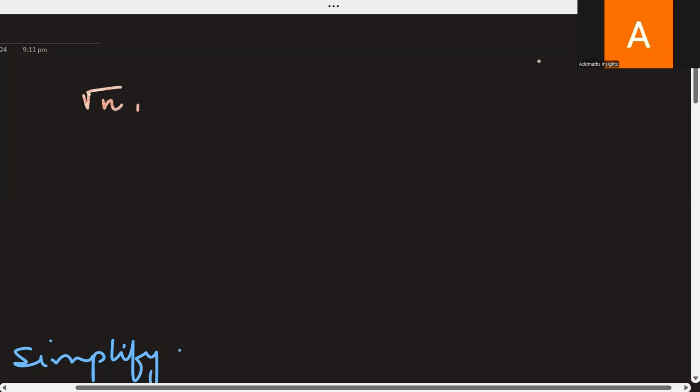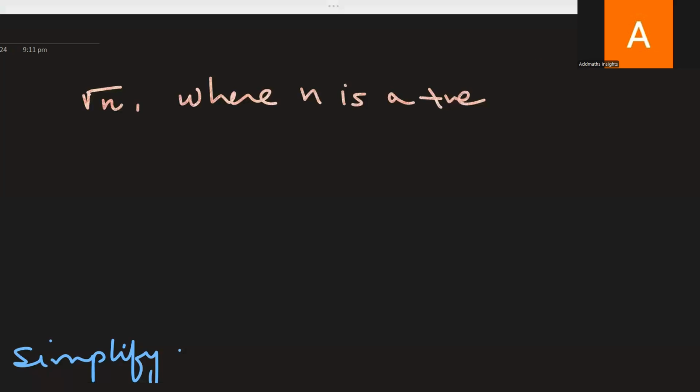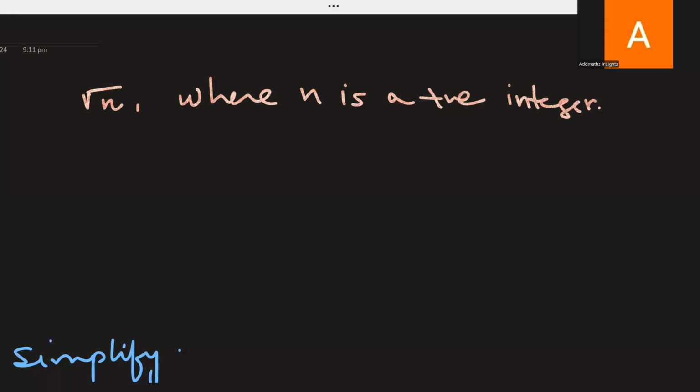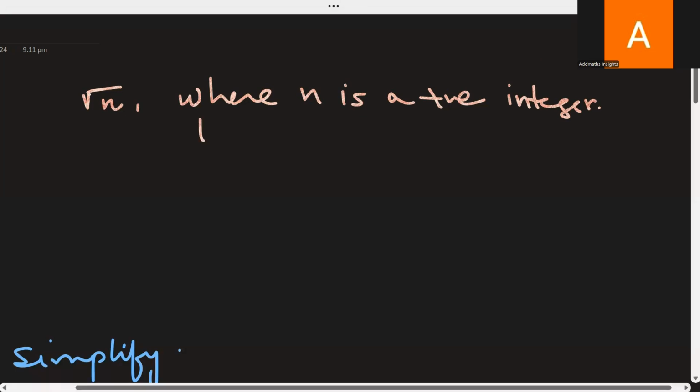where n is a positive integer and that is not a perfect square. And you know what perfect squares are? 1, 9, 16, 25. They all are examples of perfect squares. So if n is a positive integer that is not a perfect square, it's called a surd.